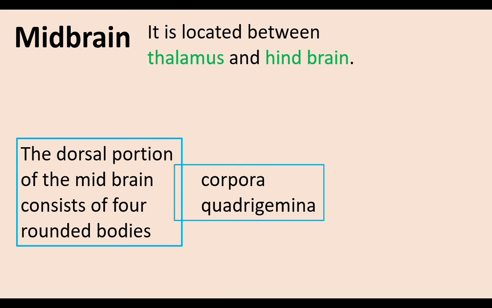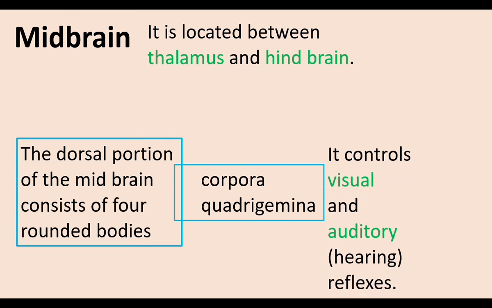The corpora quadrigemina controls reflex activities. It controls visual and auditory reflexes. What are visual reflexes? Reflexes are involuntary activities. Involuntary activities are not due to our thinking. Without our thinking, some activities take place. They are involuntary activities. They are called as reflex activities.